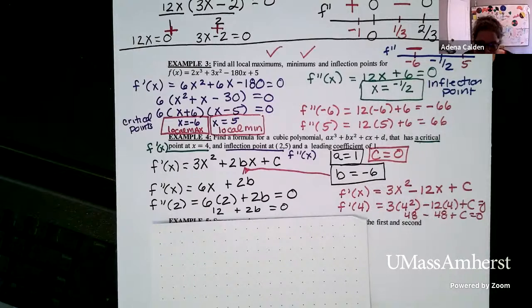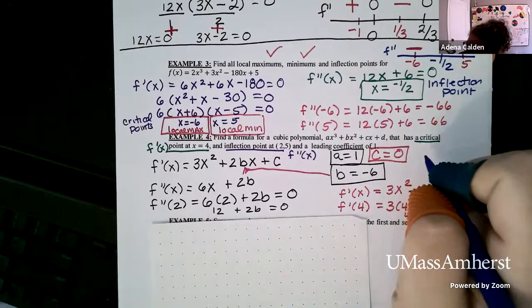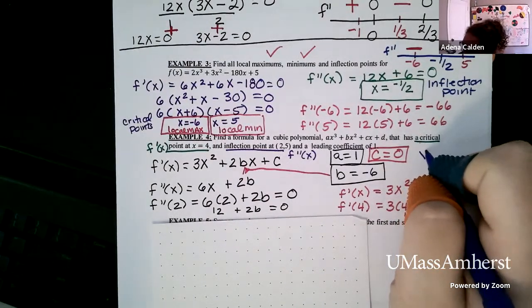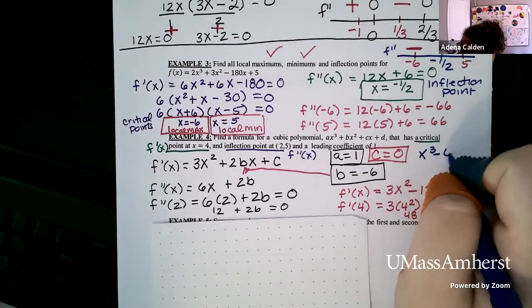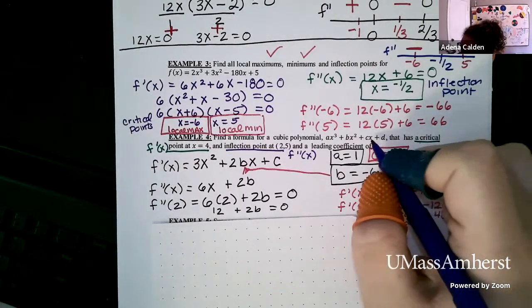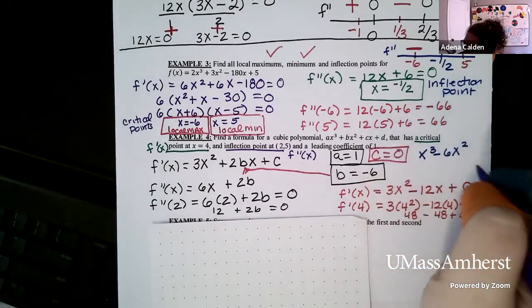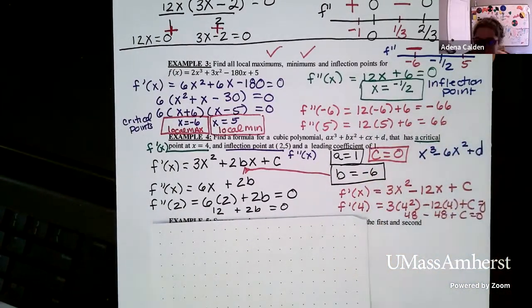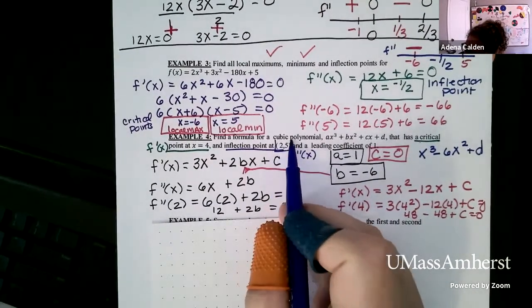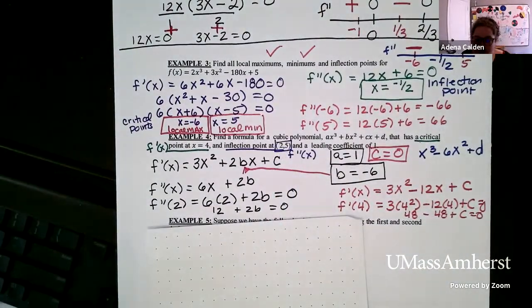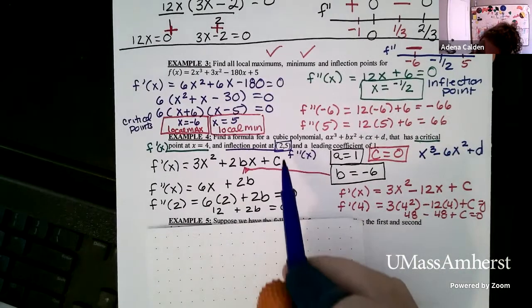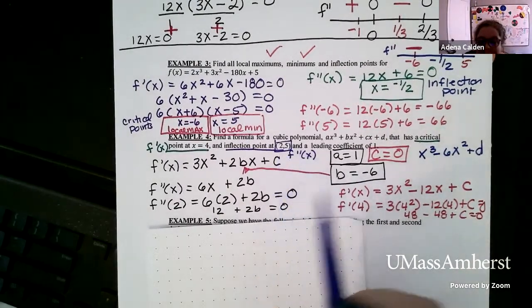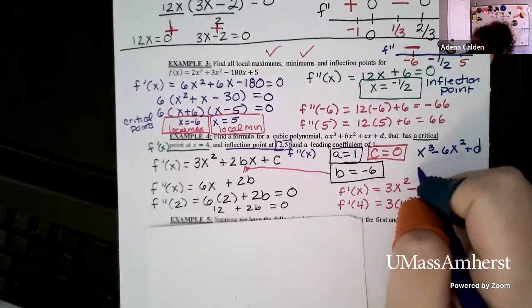So if I put together the things that I already know, what does my equation look like? I have 1x cubed minus 6x squared. C is 0, so this term goes away, plus d. So d is the only thing I don't know yet. And so that's where this point comes in. This is a point on the original function, which means that when x is 2, y is 5. So I can use that to solve for d.